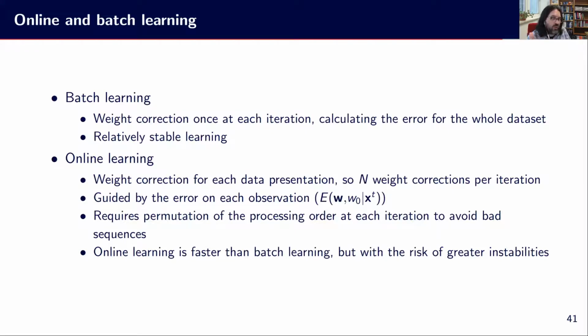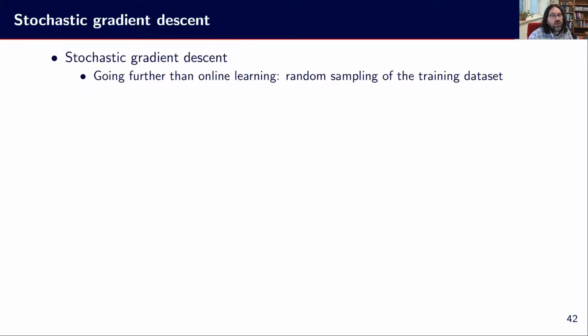So we start to make many updates to the network over the iterations, and that is useful to converge faster. But it has the risk of greater instability. We can go even further. We can go with what we call stochastic gradient descent, where we just pick randomly one sample from the training set and update our model accordingly.